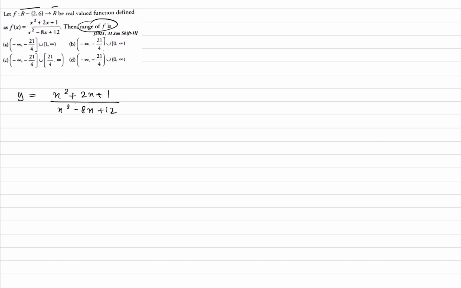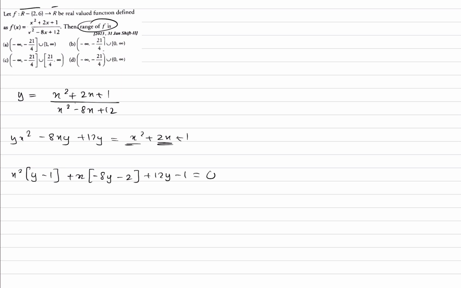My objective is to make this in terms of an equation which contains x square, x and a constant, so that it will be a quadratic equation. So when I cross multiply, I will get yx square minus 8xy plus 12y equals x square plus 2x plus 1. And when you take this x square to the left side and take it common, you will be having (y minus 1). When you take this 2x and take it common, you will be getting plus x, and then you have (minus 8y minus 2) plus (12y minus 1) equal to 0. So this is what you get as a quadratic equation.